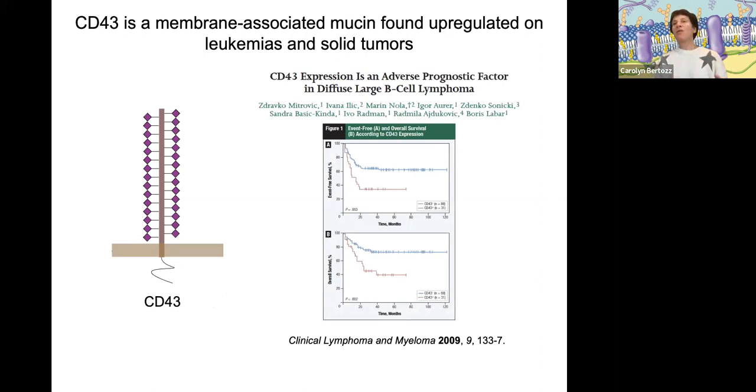It has been observed to be upregulated on a number of different cancer types, both leukemias and solid tumors. And in a number of clinical studies, its expression levels have been inversely correlated with clinical outcome. So here's an example of a study in which CD43 expression was found to be an adverse prognostic factor for diffuse large B cell lymphoma. So patients that had a lot of CD43 did more poorly, right? If you looked at the Kaplan-Meier curves, they had poor survival, poor progression-free survival on chemotherapy treatments.